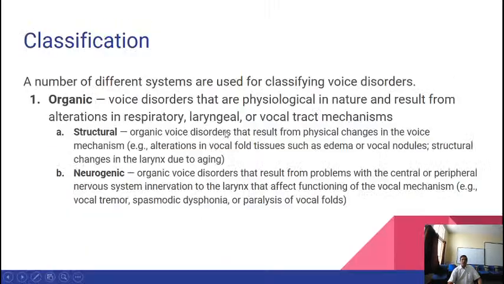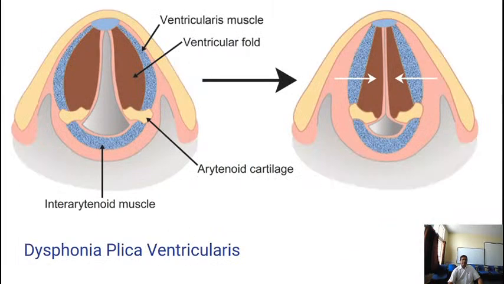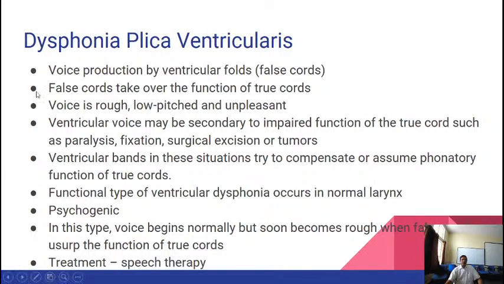And this usually occurs in people where there is a problem in the true vocal cords, either paralysis or a fixation or surgical excision of some kind of tumors, and so the true vocal cords are not functioning properly, and the function is taken over by the ventricular voice, and this ventricular voice is rough and low pitched and very unpleasant. So that is called dysphonia plicaventricularis, and usually there is some kind of a psychological element, a psychogenic element.